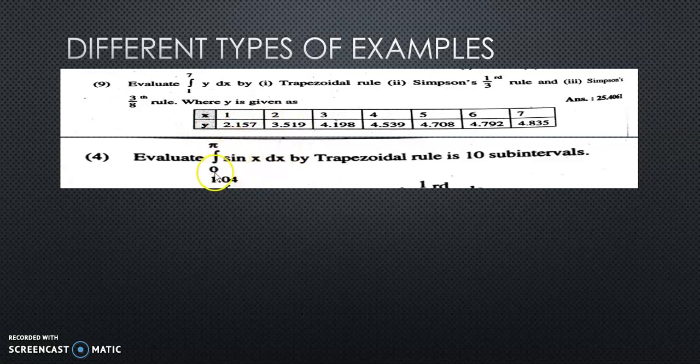Here the important thing to remember is that since the limits are given in radians, the value which you find for y using the formula sin x should be in radians. Okay, let us go to the next example.